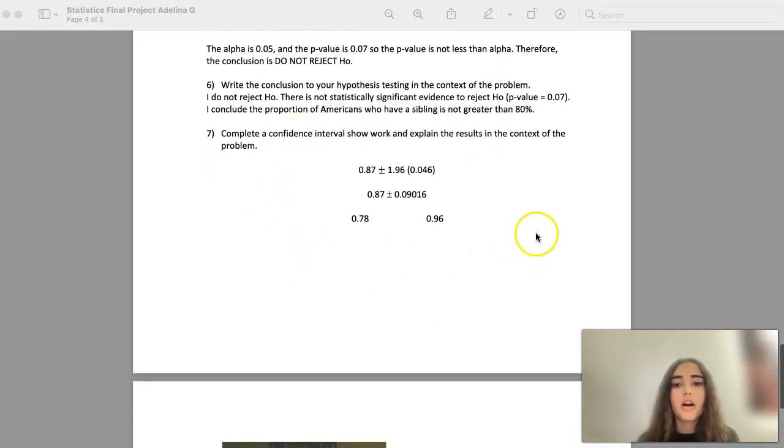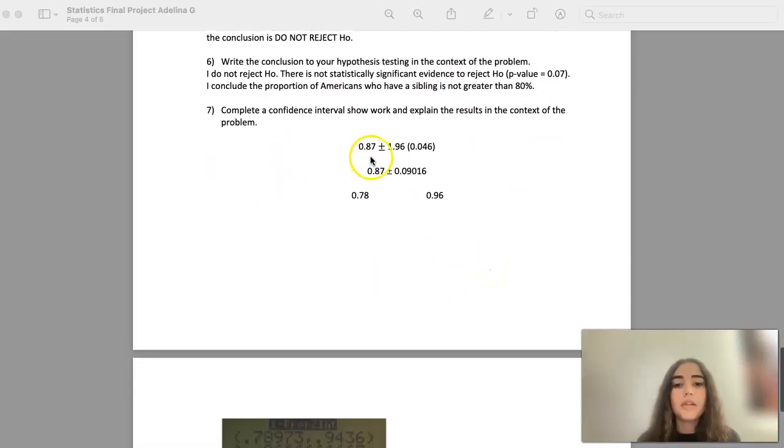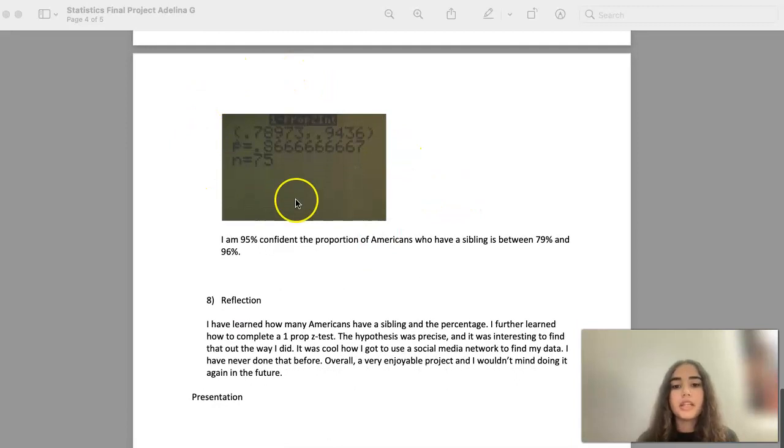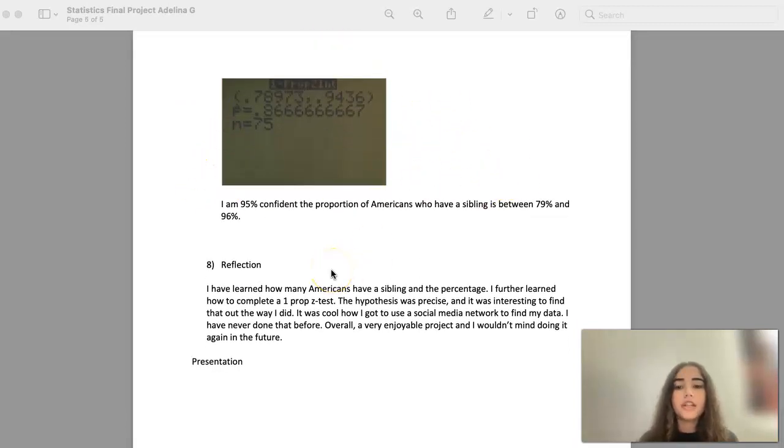And here's the work for my confidence interval. Here's the p-hat plus or minus 1.96 times the SE, which I got 0.8 and 0.96. Here's the one-prop z-interval test on the calculator. I'm 95% confident the proportion of Americans who have a sibling is between 79% and 96%.